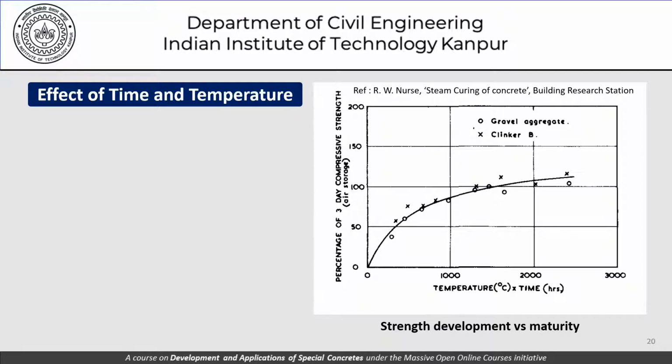This picture has been included only to draw your attention to the temperature time combination, which we've already known is maturity, and how this maturity can be used to assess or compare the strength at different temperatures and times. If you see this graph, you will notice that we are comparing it with respect to the percentage of 3-day compressive strength in air storage. So if this was not air storage, if it was water cured, and then we are trying to compare our results, the results could be slightly different.